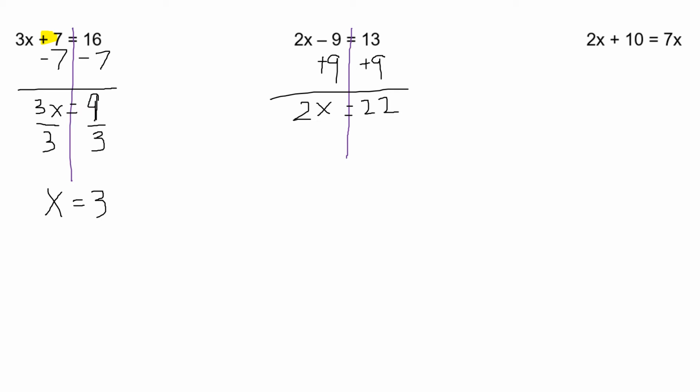And then we're going to deal with that 2. So we've got 2x, or 2 times x, which means that the opposite of multiplication is division. So we're going to divide by that 2. So 2 divided by 2 is 1. Don't need the 1, it's extra information. So we've got x equals 22 divided by 2, which is 11.